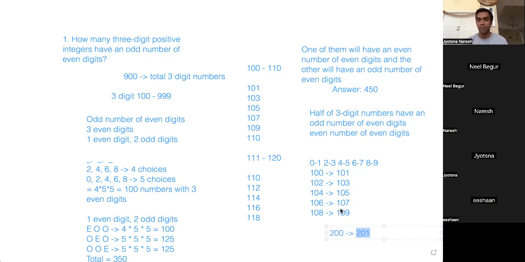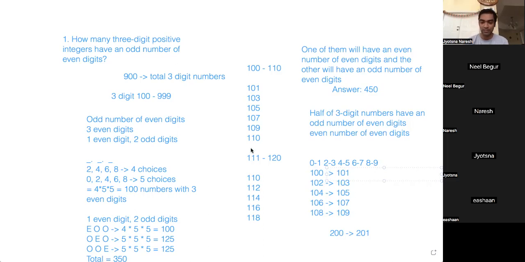If I take the 900 numbers, I make them into 450 groups of two numbers by just pairing up consecutive numbers. So 100, 101 is a pair. 102, 103 is a pair. 104, 105 is a pair. In each of these pairs, exactly one of them will meet the criteria, because one of them will have an odd number of even digits. If one of them is odd, the other one will be even. If one of them is even, the other one will be odd.